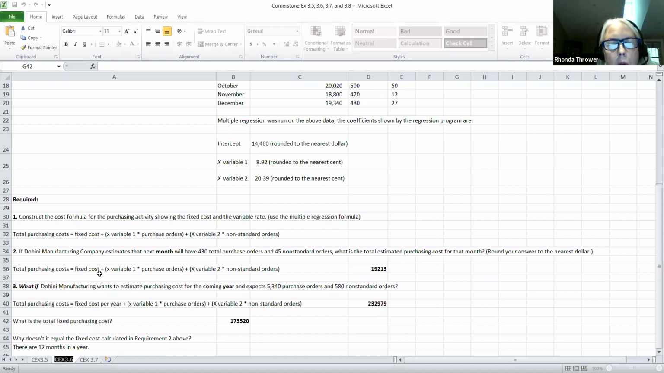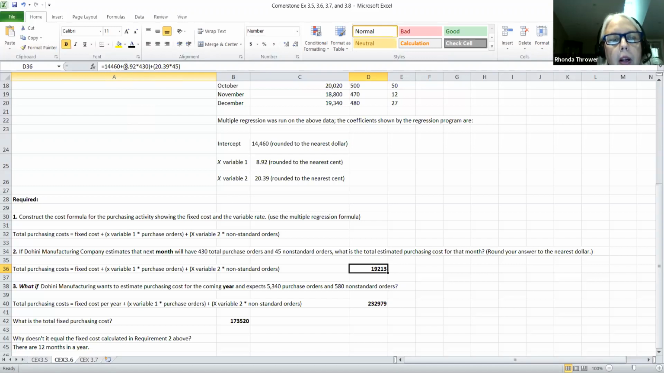So we're going to start by putting in our fixed cost, which is $14,460 per month. We're going to determine what our first variable cost total would be by taking the variable X variable 1 of $8.92 and then multiplying it by the number of purchase orders, which was 430. And then we're going to add to it the X variable 2, which was $20.39, times the non-standard orders of 45.